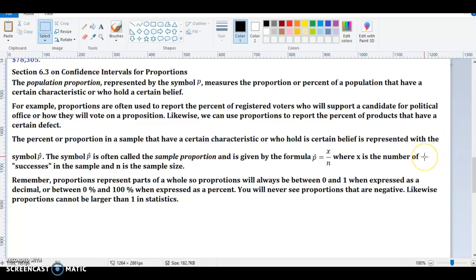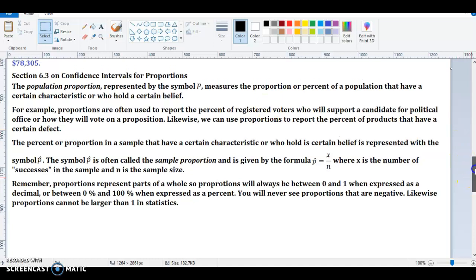Hello students, in this video we're going to cover some background information and then some examples from section 6.3 on confidence intervals for proportions. Let's go over some background information that will help you better understand what we're going to do in this section.